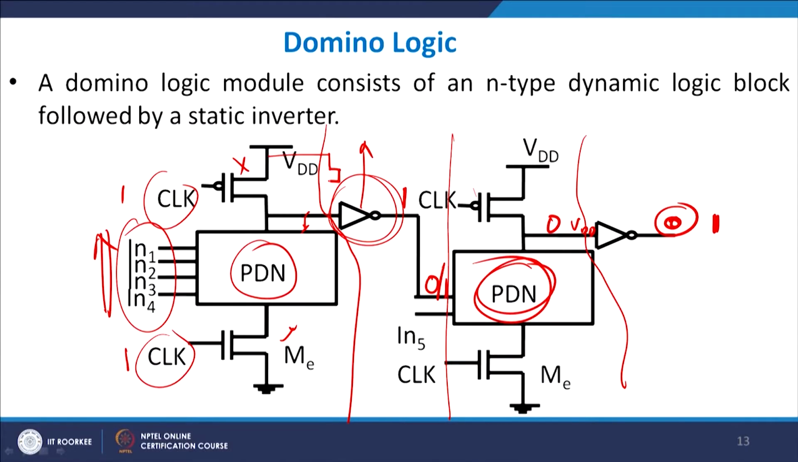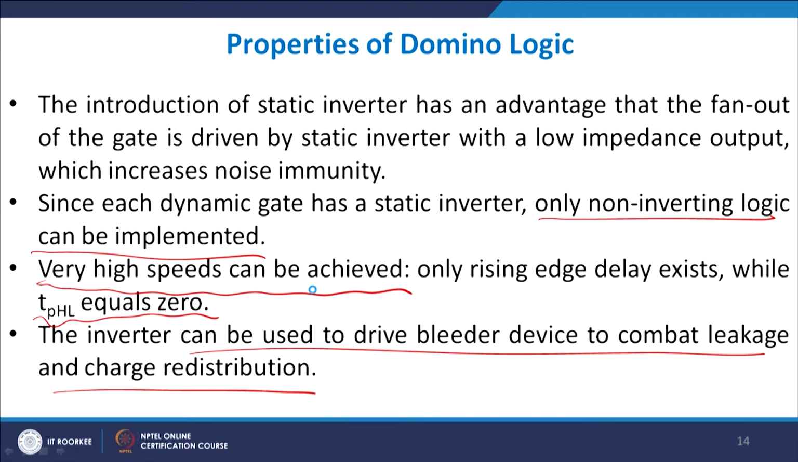You can add a bleeder transistor here, and this bleeder transistor will be connected to VDD, and it will be grounded. It will be taken care of in this manner, and therefore you can have a bleeder transistor directly inserted. So charge loss will be taken care of, the charge sharing will be taken care of, and the domino logic gives you a very good idea about this whole charge description.